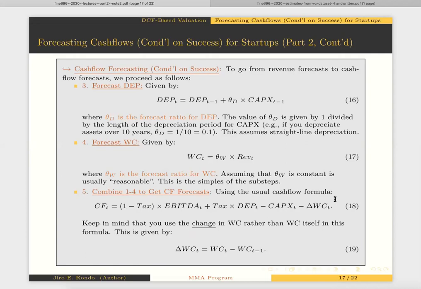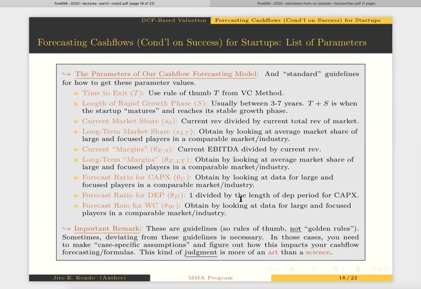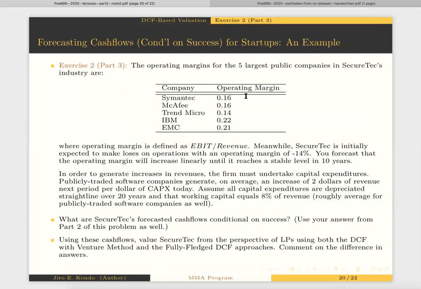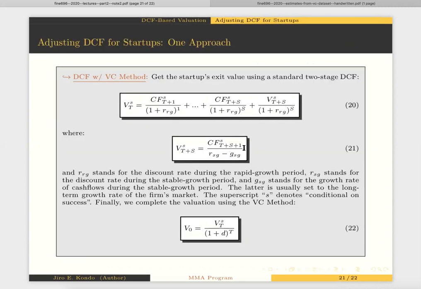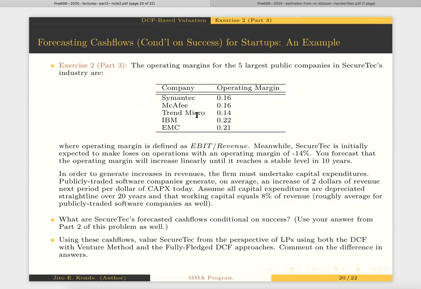So let's go ahead and do those calculations for the case of SecureTech. I think what I'll do is after this, I'll basically wrap things up for the evening. I'll have one more thing to discuss to fully wrap up our DCF valuation for startups, which is how we go from our cash flows, conditional on success, and our life cycle discount rates to a valuation of the startup. But I'll post that in a video a little bit later this week, just because we're already a little bit extended beyond the normal lecture time here.